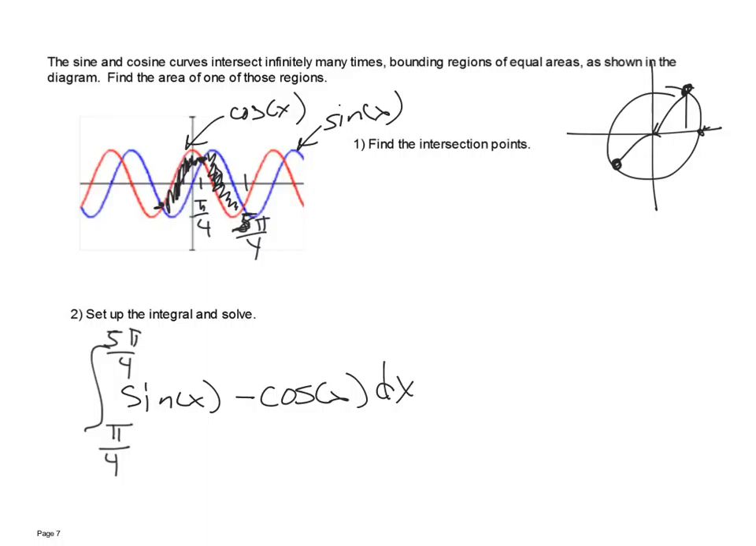Had we chosen that first area where I'd be going from pi over 4 to negative 3 pi over 4, now cosine would have been on top. That is another way to do it. You would just be using a separate interval, but it should give you the same area. I'll let you compute that on your calculator. You could do that one by hand as well.